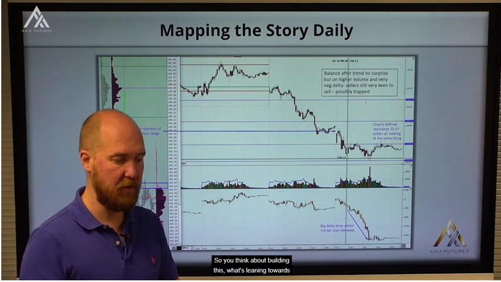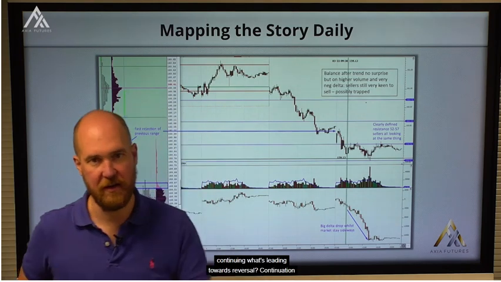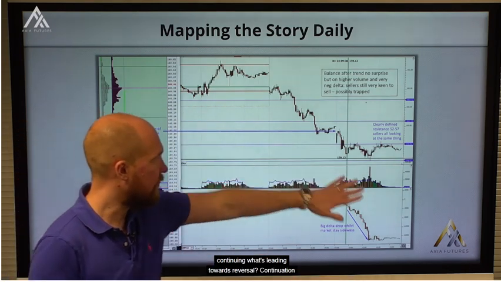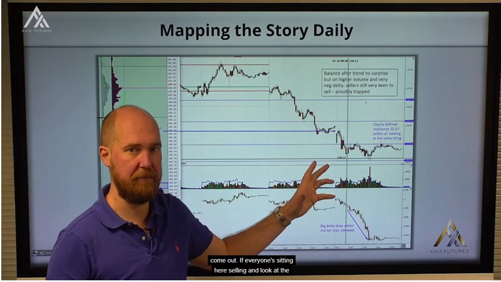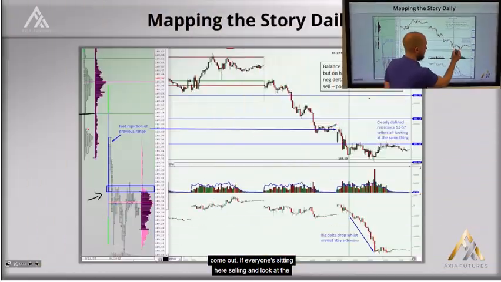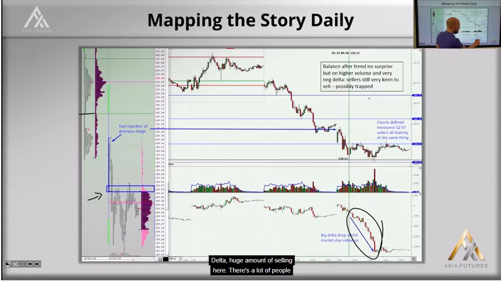So if you think about building this, what's leaning towards continuing, what's leaning towards reversal, continuation very much is there, but you can now see how a reversal could come out. If everyone's sitting here selling, and look at the delta, huge amount of selling here. There's a lot of people after the first move that are now coming in to sell passively, and they're still quite aggressive selling as the market has consolidated sideways, but they've not got the continuation. You now have a lot of people at risk of a reversal.